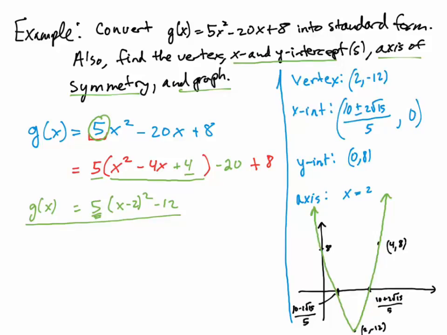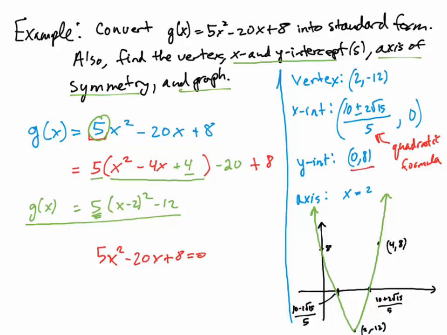So finishing everything off, we have a vertex of (2, -12) and x-intercepts of (10 plus or minus 2 root 15) over 5, comma 0. So one x-intercept will be (10 plus 2 root 15) over 5, one will be (10 minus 2 root 15) over 5, and you need to use the quadratic formula to get these values. The reason is that when we set 5x squared minus 20x plus 8 equal to 0, that does not factor, so we need to use the quadratic formula to solve that.